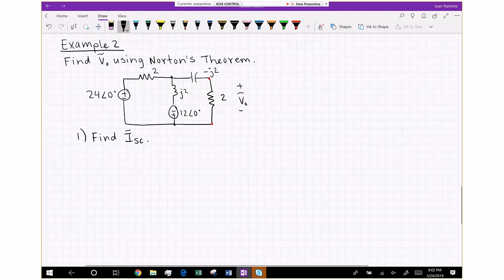Which is the same as the Norton current. So that's when we take off that load impedance, in this case the 2 ohms, and we'll replace it with a short circuit. And we'll look for the current through that short circuit. Now instead of leaving that as an open circuit, I'm going to just draw a line between them, and that's my short circuit current.